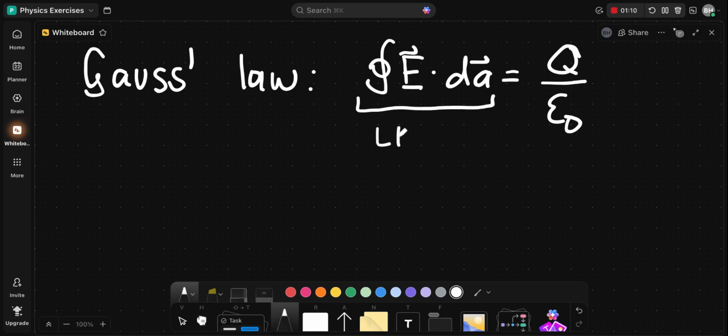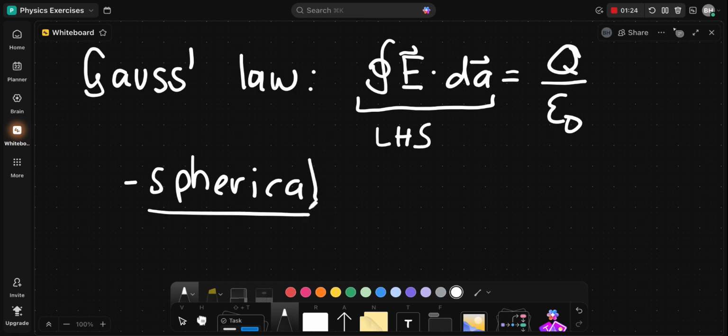left-hand side of this equation, the left-hand side of Gauss's law, I call it. And I'm only going to address spherical symmetry. Okay, and then we'll put it together. And what I want to focus on is how to do this flux integral. Okay, and let me make some general remarks here.